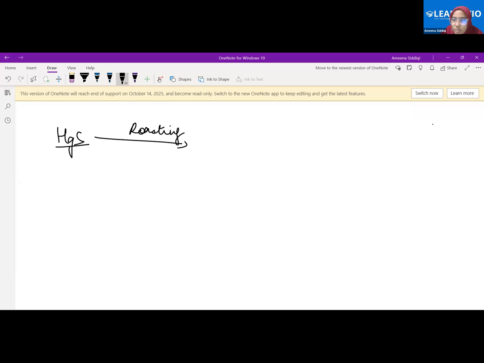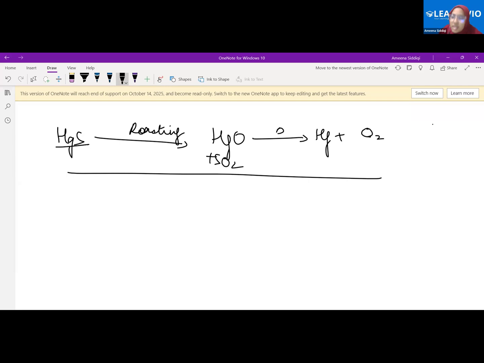So we'll change it to the oxide by roasting, right? Once we have changed it to the oxide, we'll simply heat it. We don't really need any reducing agent, and it will form mercury plus oxygen gas. And here it will form sulfur dioxide. That's it. This is the reaction that we'll be having. Any problem in this? No. And the third step is the refinement of the metals.